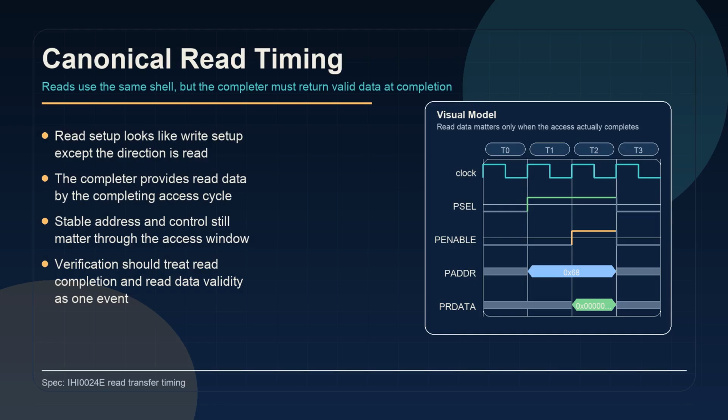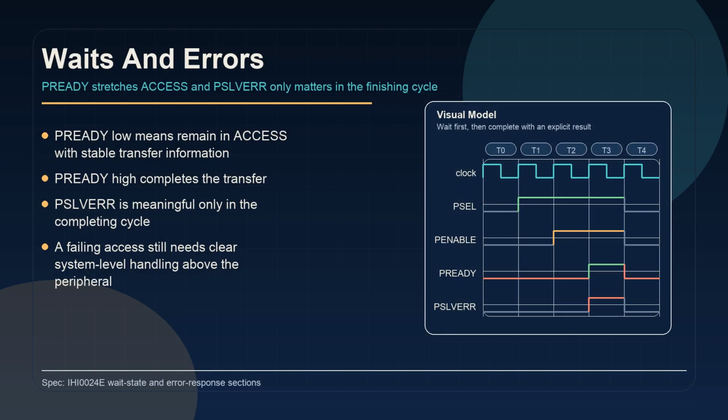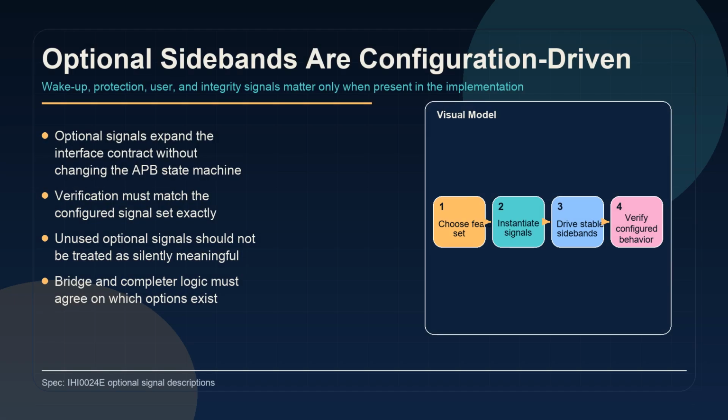Reads are the same timing shell with one important obligation on the completer. Read data has to be valid for the cycle that actually completes the access. Wait handling and error handling are narrow but important. The access simply waits in place until ready, and the error result only matters in the cycle that actually finishes the transfer. The latest issue can look bigger than the logic really is.